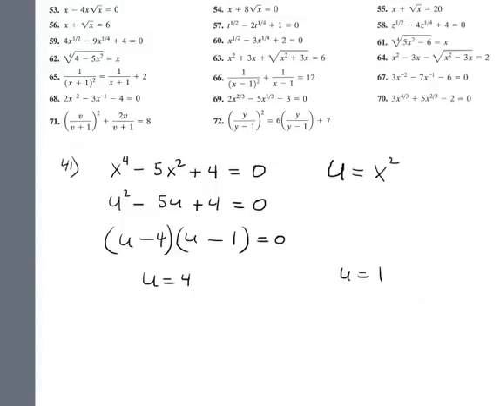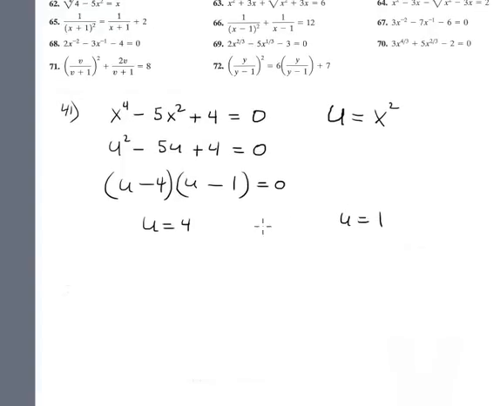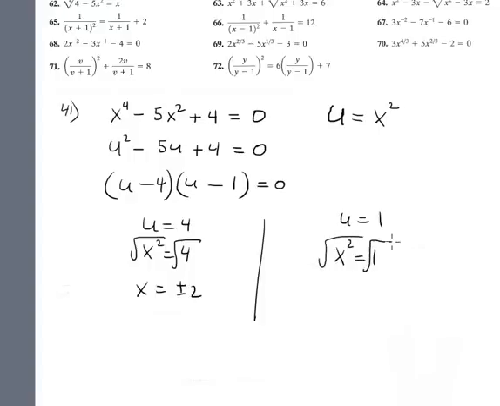Now u was my auxiliary variable. I have to retrieve the original variable. This is x squared equal 4 and x squared equal 1. It's a quadratic equation, and the answer is plus or minus 2 here. Again, it's a quadratic equation here, and the answer is x plus or minus 1. That's the solution set in 41 equation: 2, negative 2, 1, negative 1.